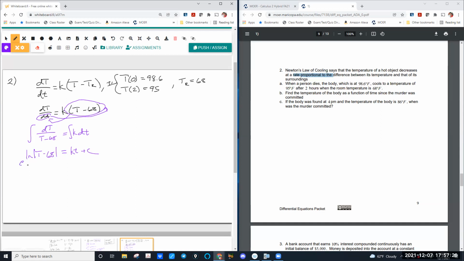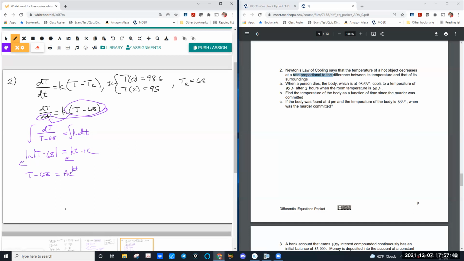Next thing we do is make both sides exponents of e. So what I end up with is T minus 68 equals, now I'm going to, just like we did before, turn that into a multiplicative constant, A e to the kt. Okay, so I absorb e to the c into this new constant.